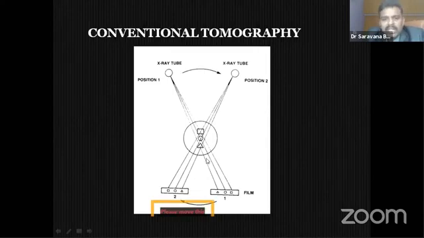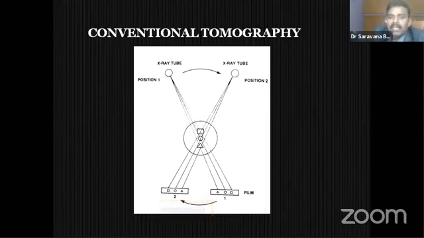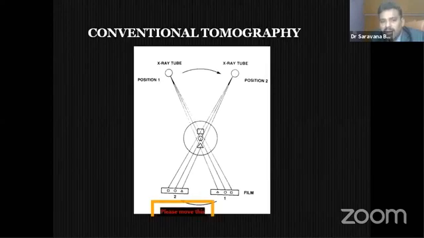Now look at the image. Again, there are three objects. The center one is circular, here is a square one, and here is a triangular one. Keep it in mind. The center circular one is your area of interest, or some tumor. Above there is one bone, below there is one bone. If you want to see this alone and not these two, what they did in conventional tomography is simultaneous movement of the X-ray tube and film in opposite directions, to keep only the area of interest in focus.